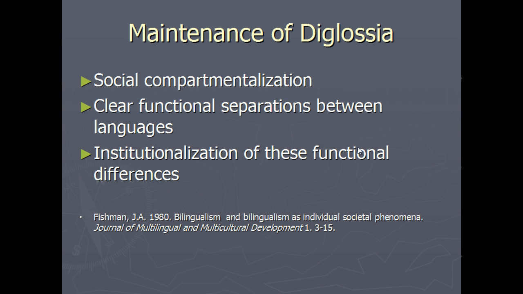So to sum all that up, in typical Fishman fashion, he uses 16 words when 2 will do. The maintenance of diglossia requires social compartmentalization, clear functional separation between the languages, and institutionalization of these functional differences.